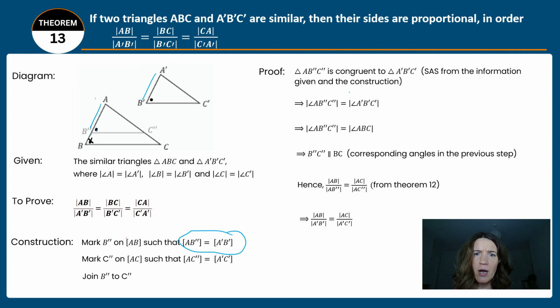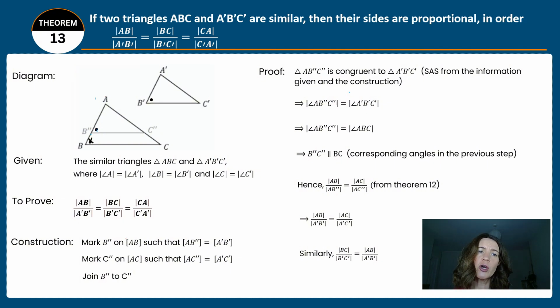So therefore, I can replace AB double prime in this step with A prime B prime. And likewise, I can replace AC double prime with A prime C prime because we said they were equal over here. We could repeat the process, but we don't need to for the purpose of this proof.